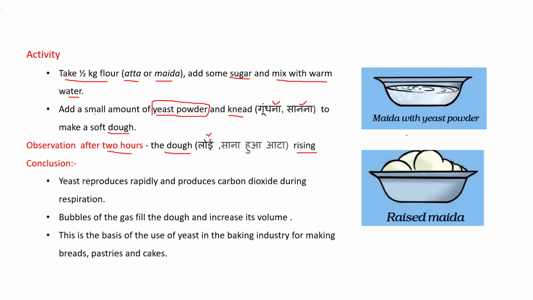You can see from this diagram. This is the maida with yeast powder, and when we observe after 2 hours, it becomes like this. Now what do we conclude? Yeast reproduces rapidly and produces carbon dioxide during respiration. Bubbles of carbon dioxide gas fill the dough and increase its volume. This is the basis of the use of yeast in the baking industry for making breads, pastries and cakes.